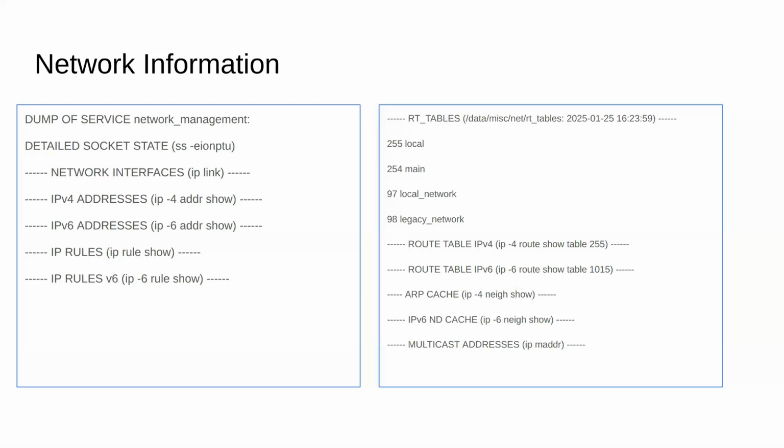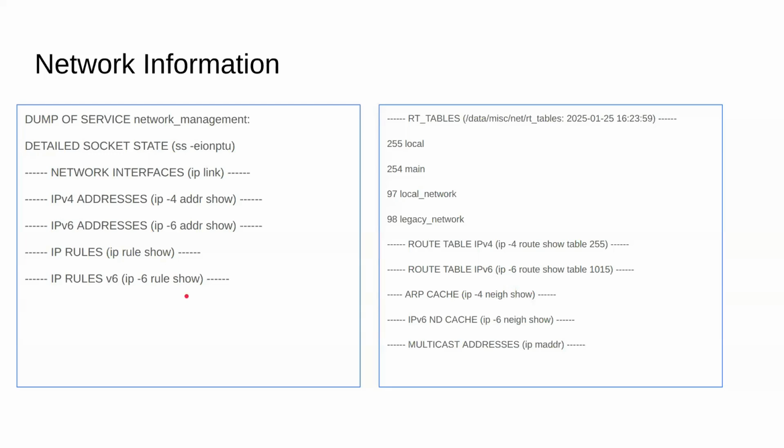For example, as you see here, a detailed socket state, SS stands for sockstat, is actually dumped. The IP link, which actually gives you the link status of all the network interfaces available. IP address show, it shows the IPv4 addresses of all the network interfaces. Same thing. This is important. The IP rules and the IPv4 rules and the IPv6 rules.